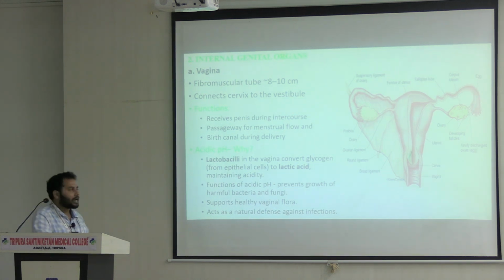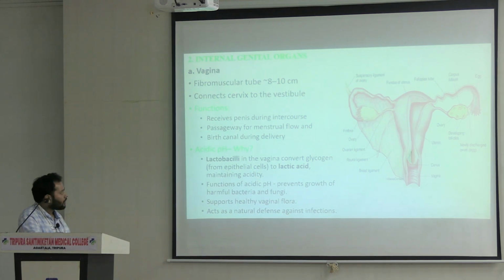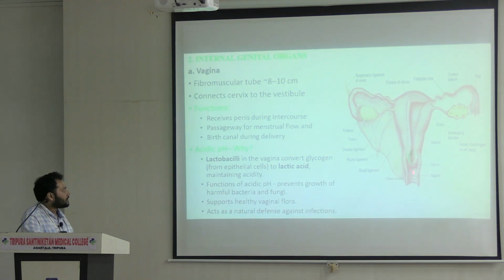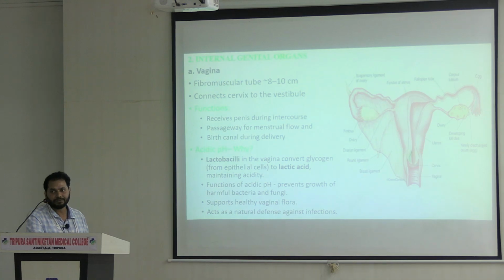See here. Let's start with the first part, called the vagina. See the structures. This area is called the vaginal area, and it is basically a tube-like structure. This tube-like structure is mainly made up of muscle fibers, right? And if you see the length of that tube, it is around 8 to 10 centimeters. And this vagina from outside to inside is connected with the cervix. It connects the cervix to the vestibule.